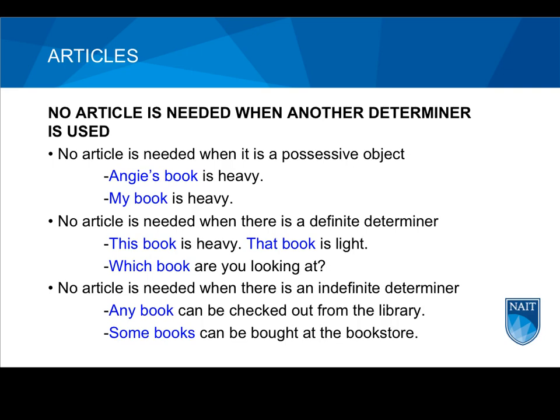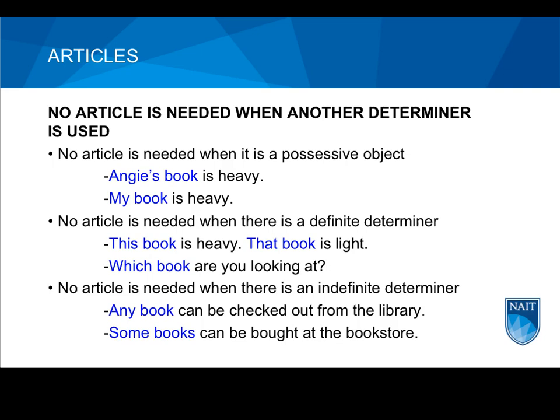We would never say, "the Angie's book," or "Angie's the book is heavy." It doesn't sound right. It's already determined by that possession. Likewise, if we use the possessive pronoun my before the noun book, that shows that it is a definite noun, but we won't use any article. We would just say, "My book is heavy." We wouldn't say, "the my book" or "my the book is heavy." No article is needed when there is a definite determiner.